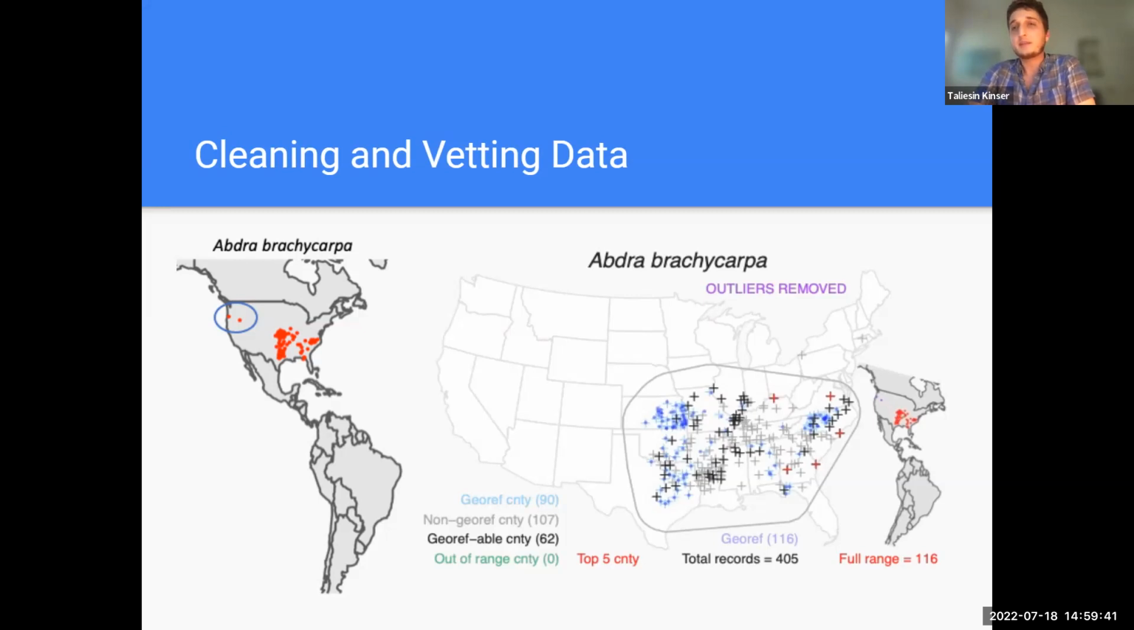And so this is something that can have a big effect on the outcome of your data, especially if you're building distribution models. We can use pipelines that try to remove these automatically, and then you can also do some sort of manual checking. On the right, I show an example of where we've mapped out all of the records, as well as after this cleaning pipeline.